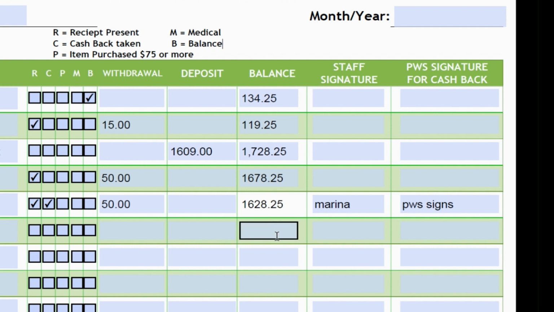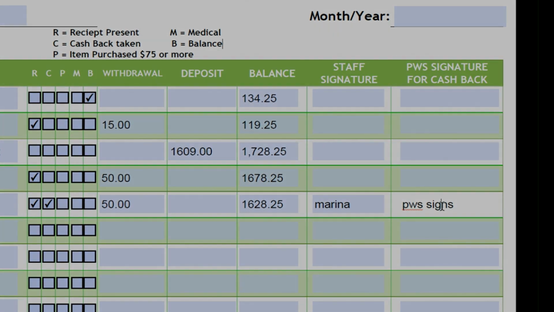1628.25. And at this point, this actually segues us over to the cash register training, because if TLC supports the person with cash management, they have what's called a cash register, and we are going to do that training next. However, if you are supporting someone that manages their own cash, then you can end the training here. As long as you signed and the person you support signed there, you are good to go.